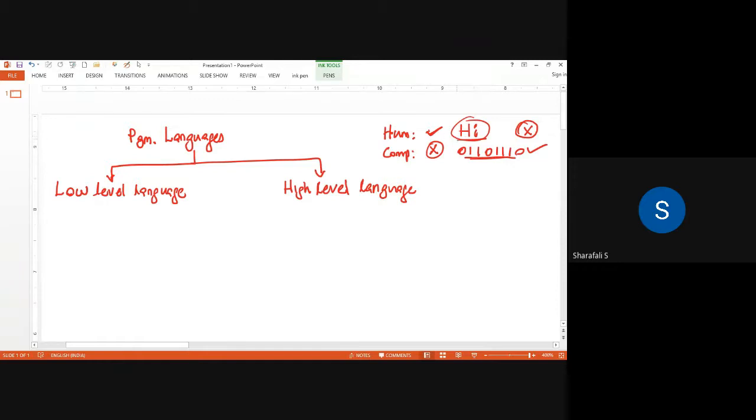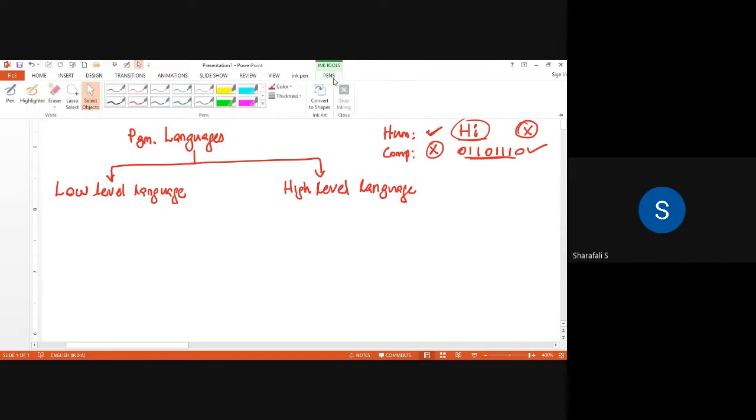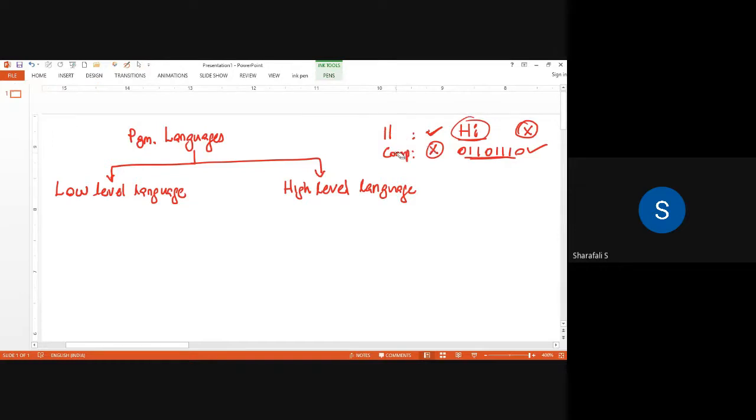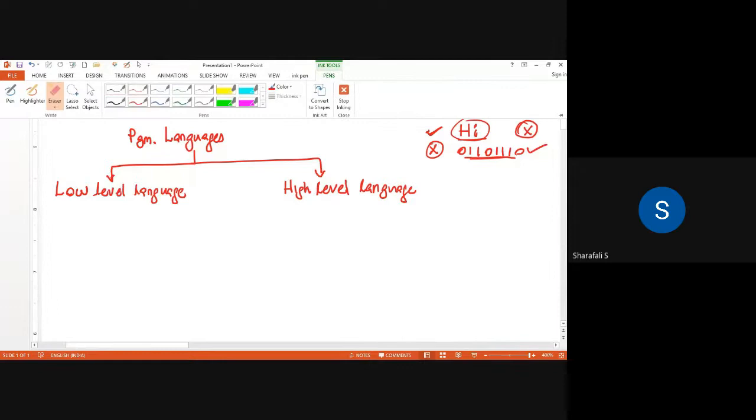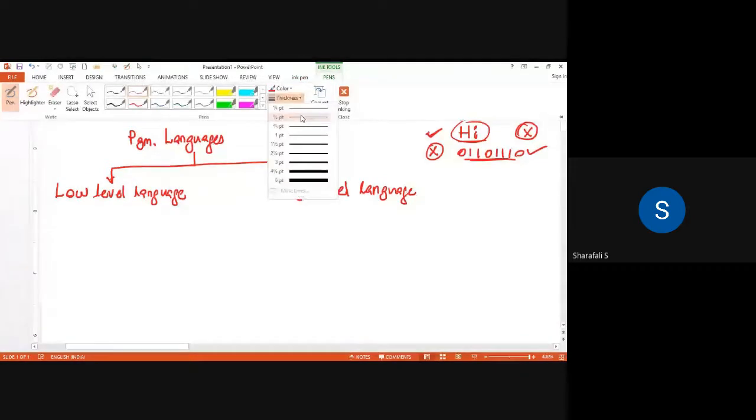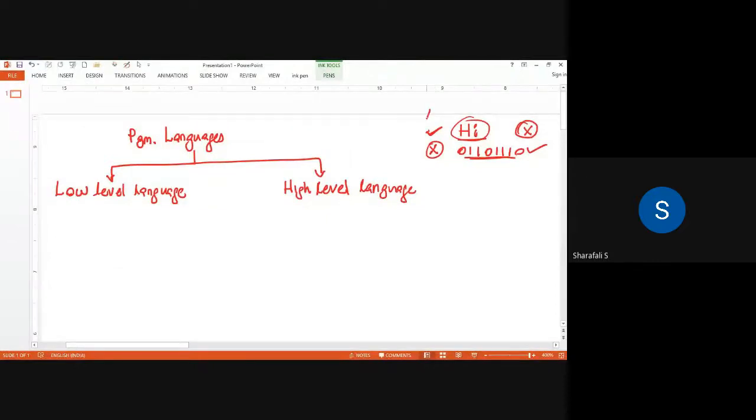So humans can understand this, this corresponds to humans, and this corresponds to the computer system. The computer can understand this one but not that one, and humans can understand the other.